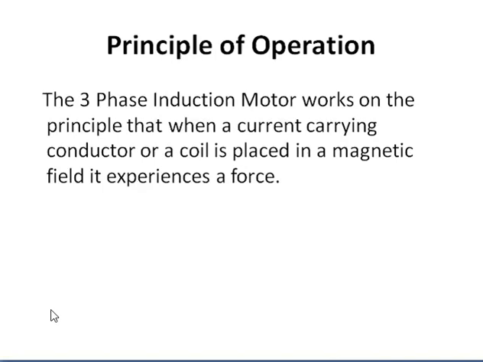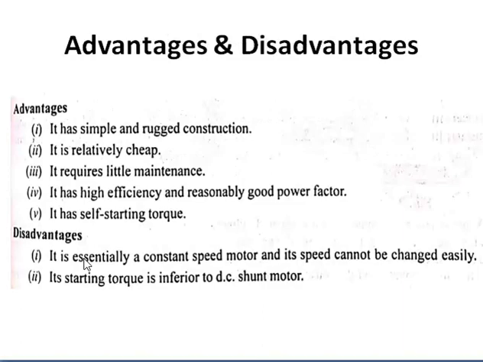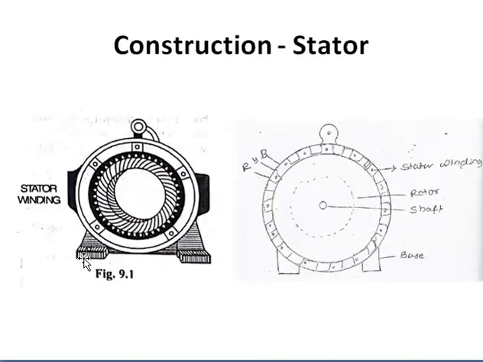In case of a three-phase induction motor, how it works is, we will go back to the diagram again. We have here the stator. Inside the stator we have conductors. They are connected in a star or delta fashion, and that is called the stator winding. And there is an air gap, and this air gap between the stator and the rotor is very, very small.